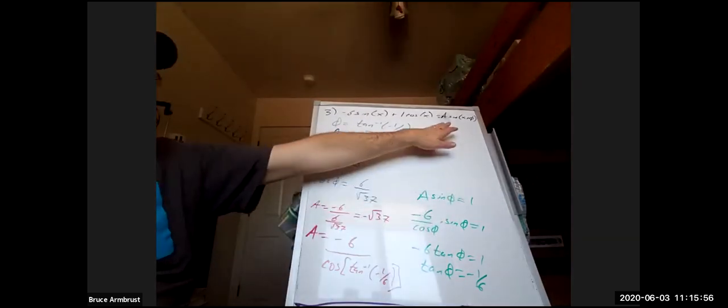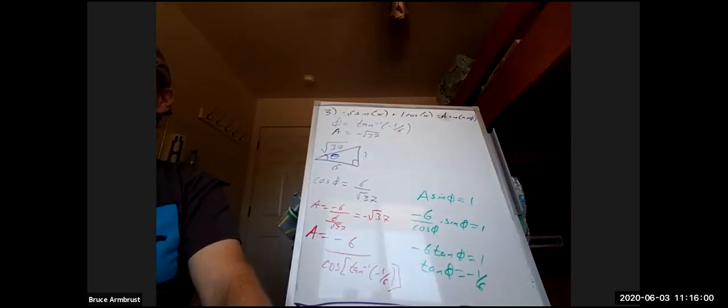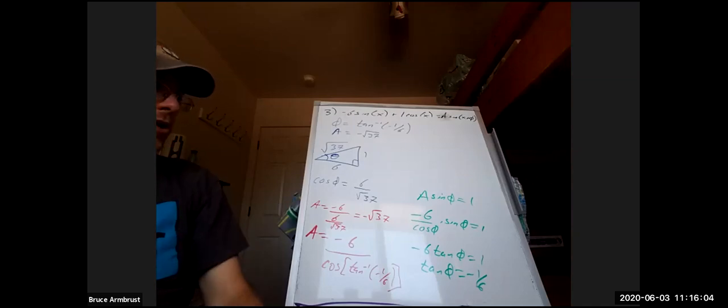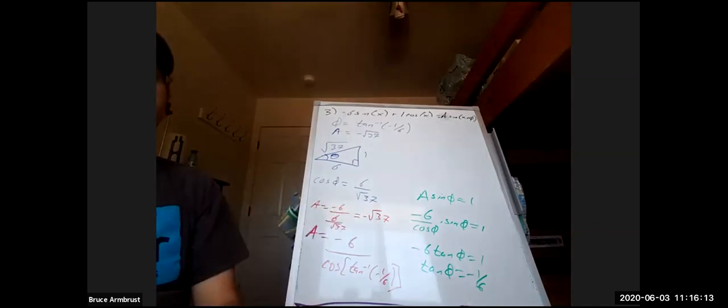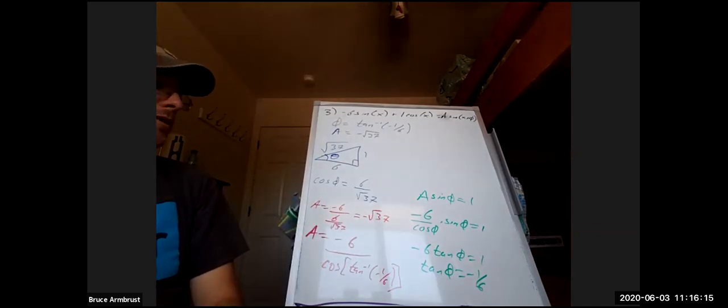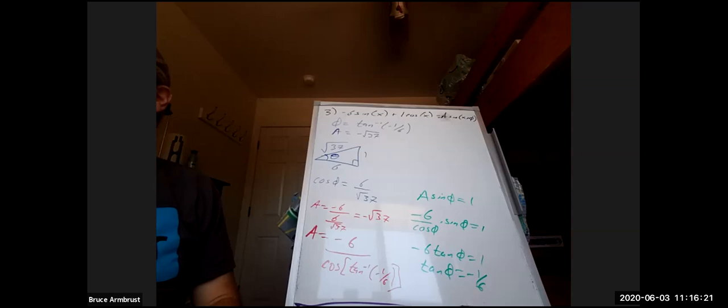And the fact that we chose sine was completely arbitrary. We could have chosen cosine instead, and obviously it would have led to a different phi. We would have gotten the same A though, because cosine and sine, the only difference is a little bit of a shift, right? So regardless of whether you go with sine or cosine, you're going to get a root 37, either plus or minus, but the phi would change.